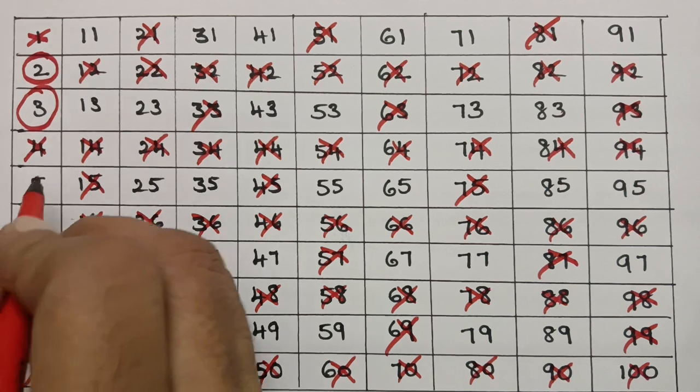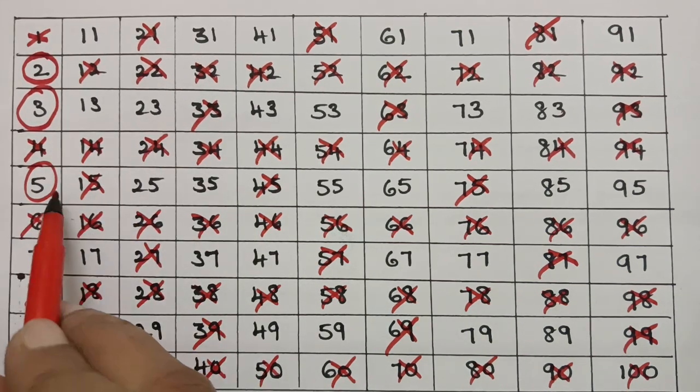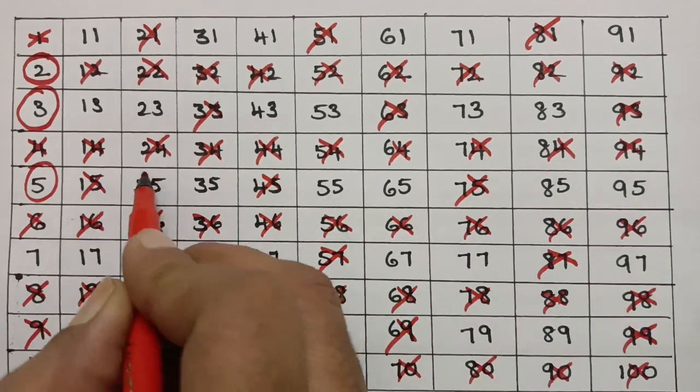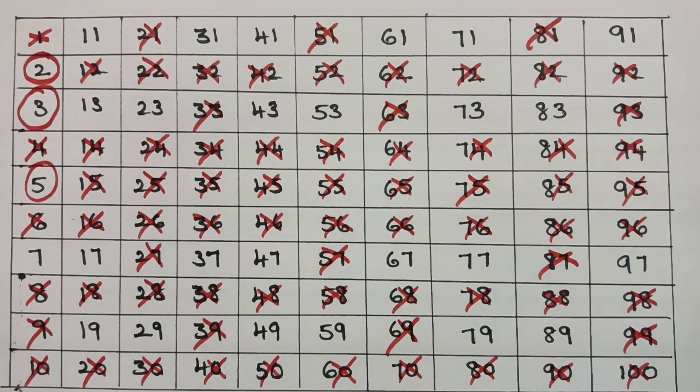And the next prime number is 5. So here you have to cross all the multiples of 5. See here, these are all the multiples of 5. That is 15, 25, 35, 55, here 65, 85 and 95 left over. And here 10, 20, 30, 40, these are all crossed.